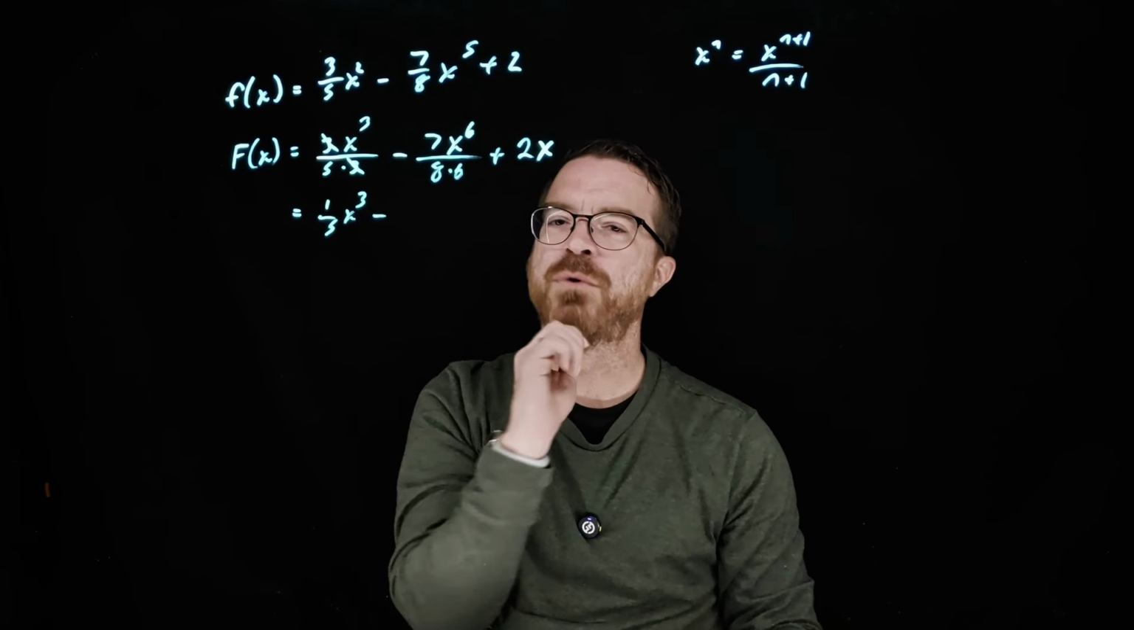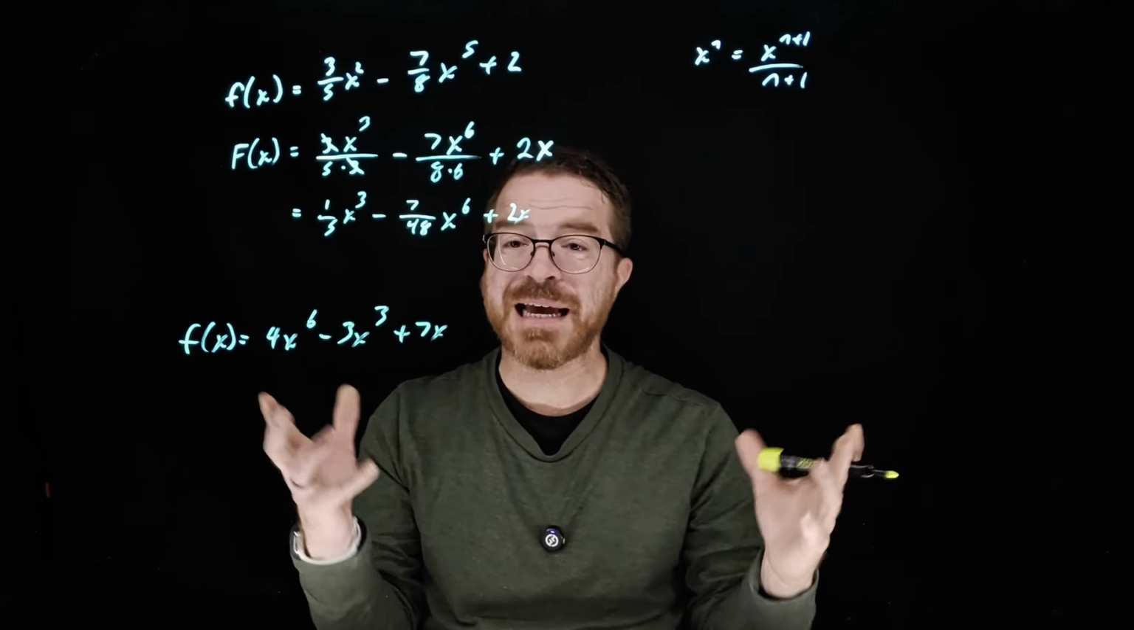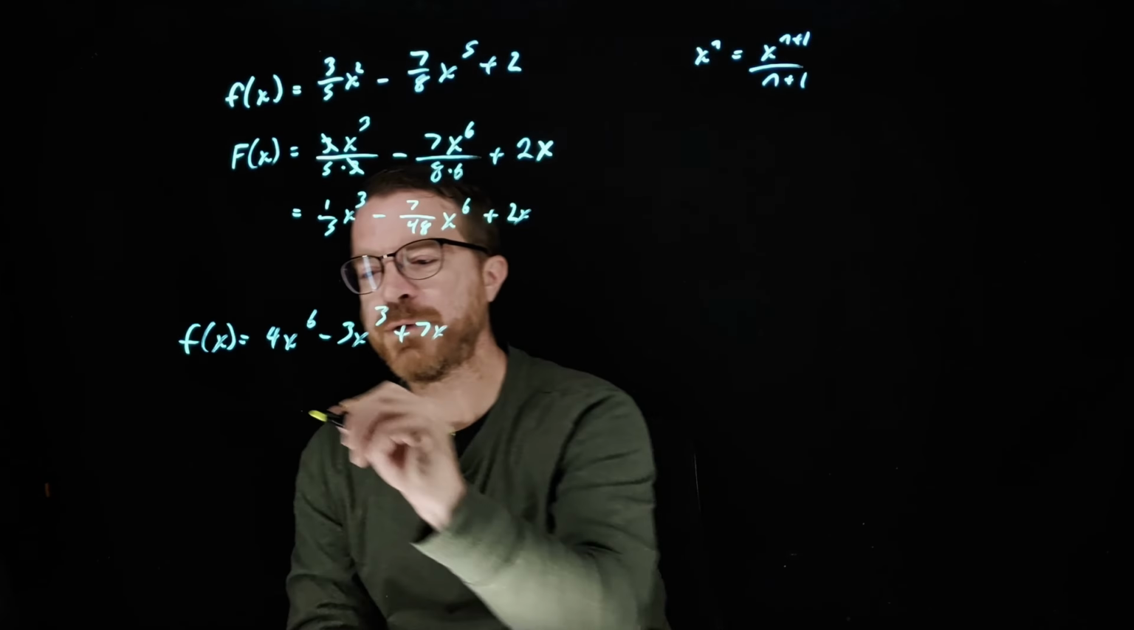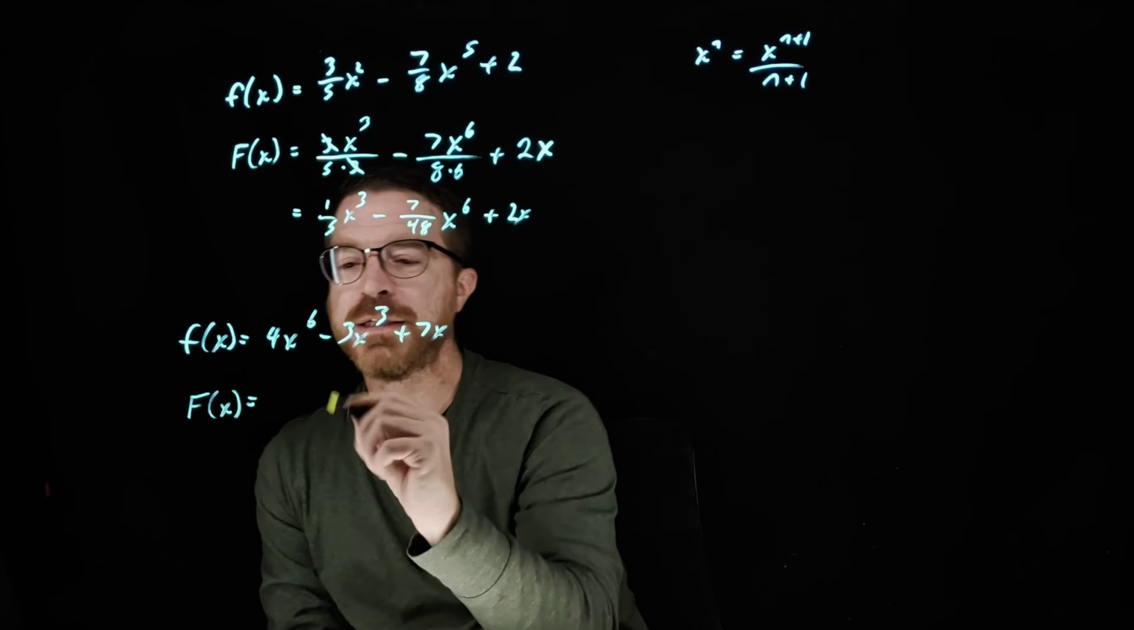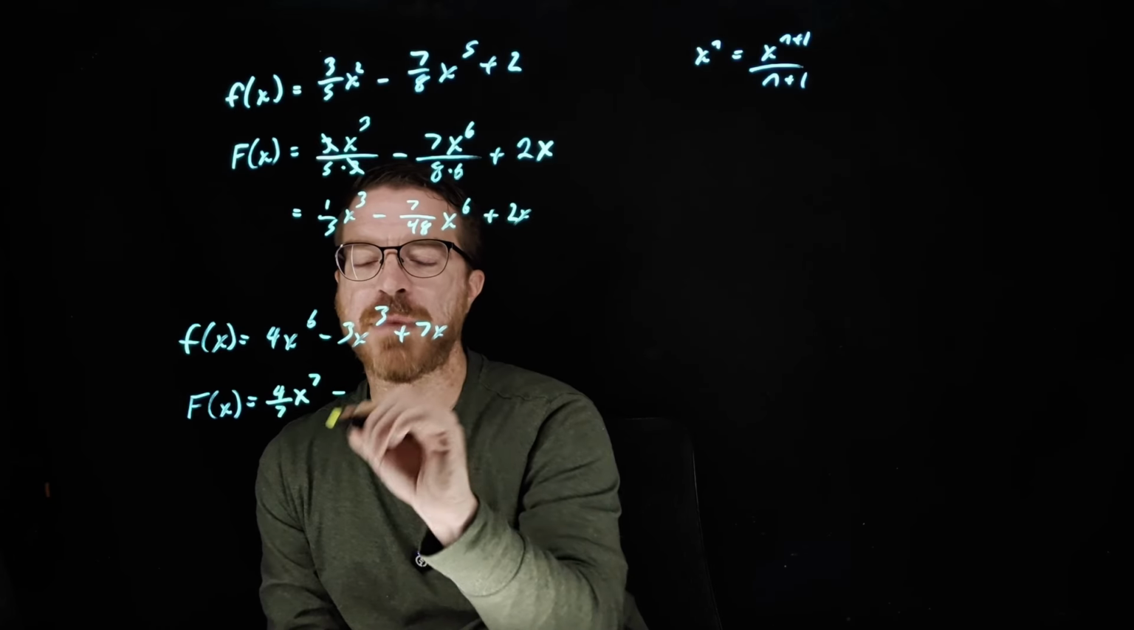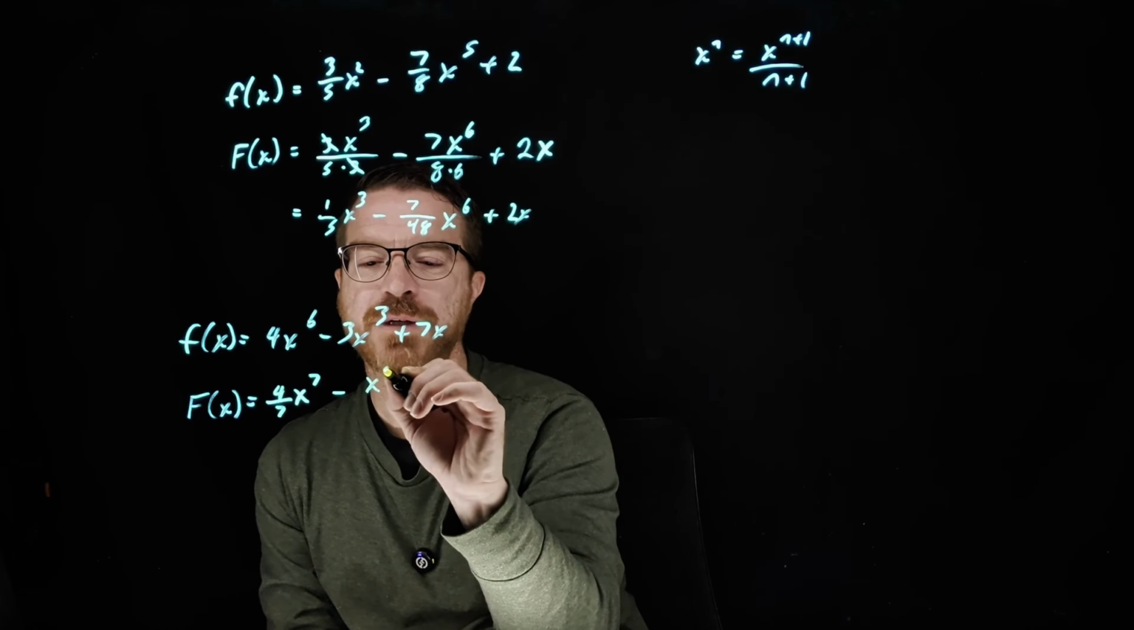For problem 16, we're doing the same thing, but now we have the function f of x is equal to 4x to the 6th minus 3x cubed plus 7x. So exact same idea. For this first term, when we take our antiderivative, this is going to become x to the 7th. So this will be 4/7 x to the 7th minus, this is going to become x to the 4th.